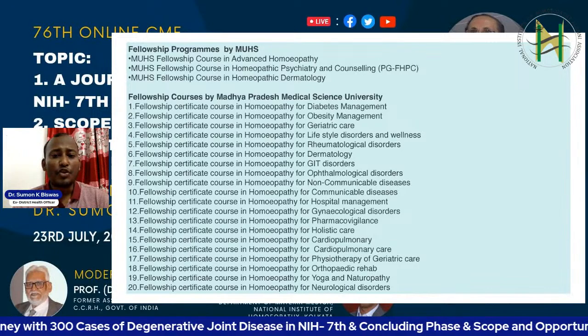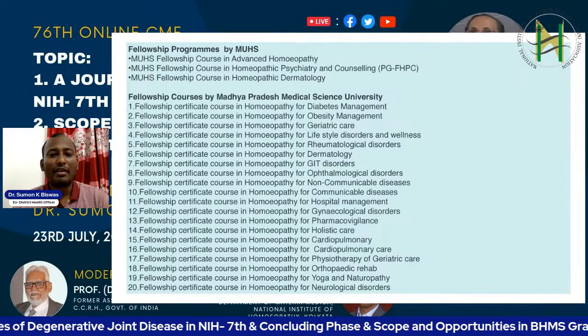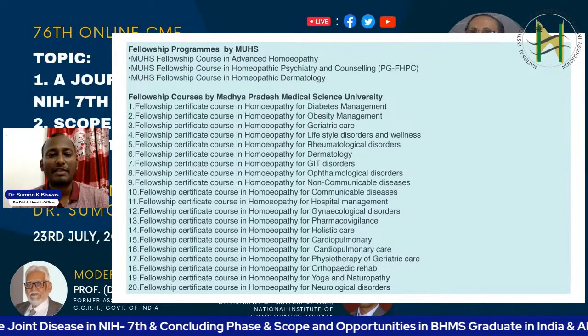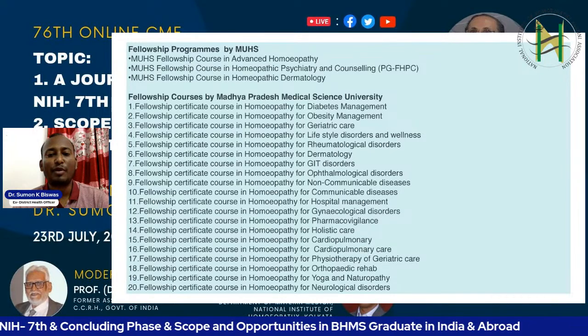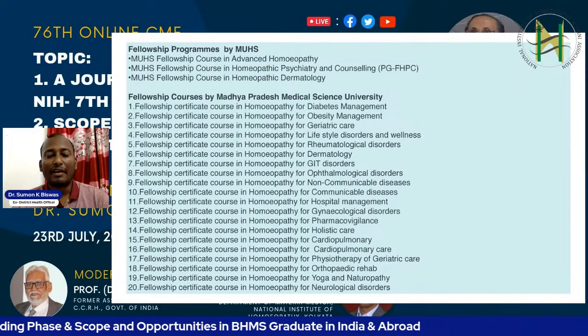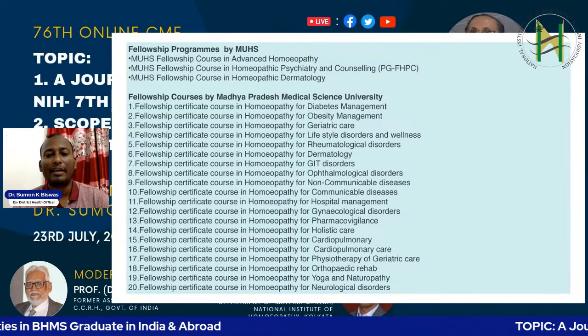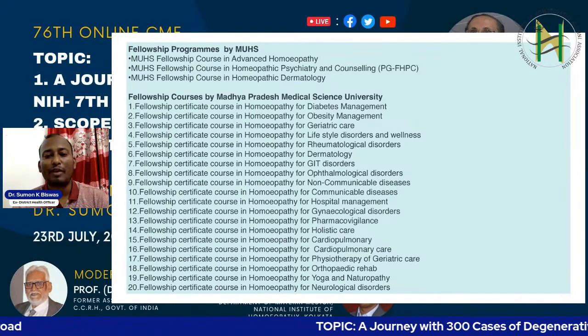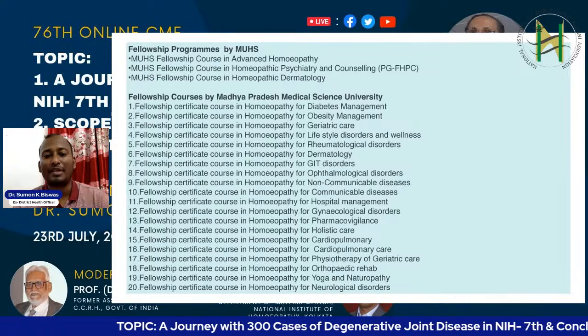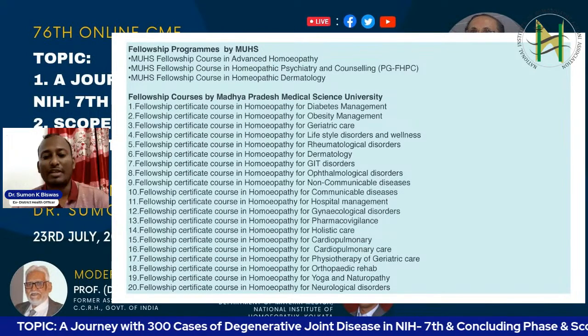Even fellowships are given by Maharashtra University of Health Sciences. They are providing advanced homeopathy courses, homeopathic psychiatry and counseling. So these are the fellowship courses. Even fellowship certificates are provided by Madhya Pradesh Medical Science University, on diabetes, obesity care, dermatology, GIT, and holistic care.